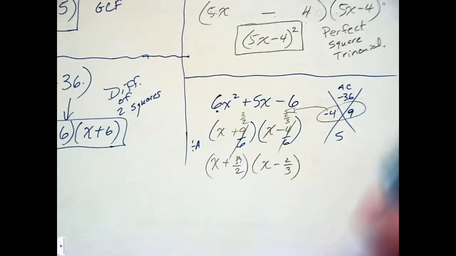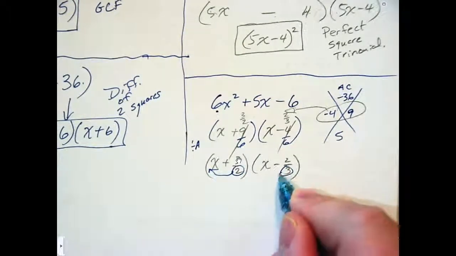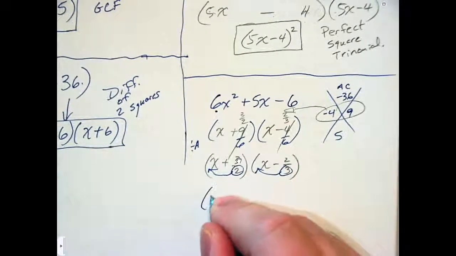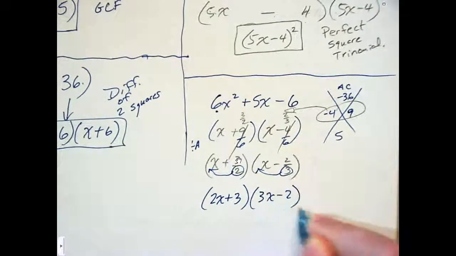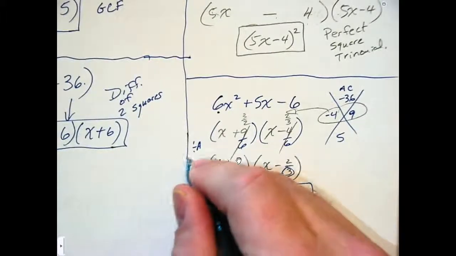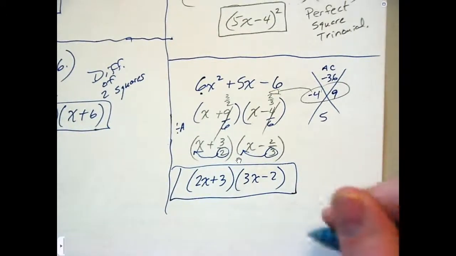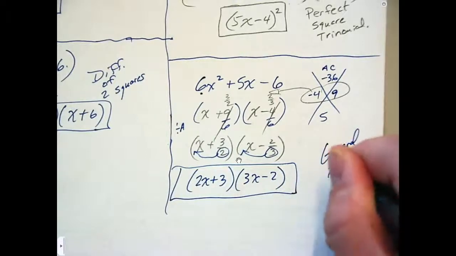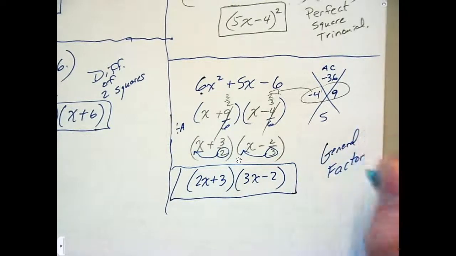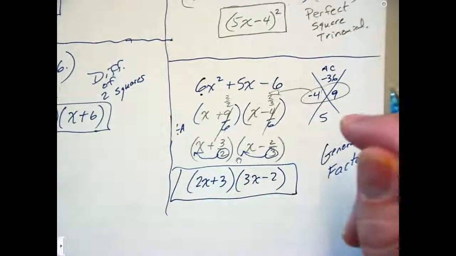Then you pull that out in front. So you get 2x plus 3 and 3x minus 2. That's just general factoring. Some may call it the X method or diamond method, or you'll even hear Lizzie's method. Let's just think of it as general factoring. If it helps to call it the X method or diamond method or one of those other names, that's fine with me.